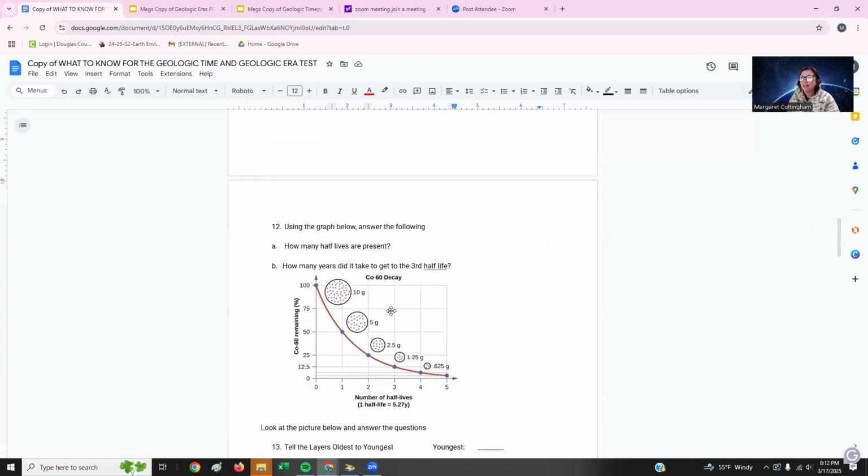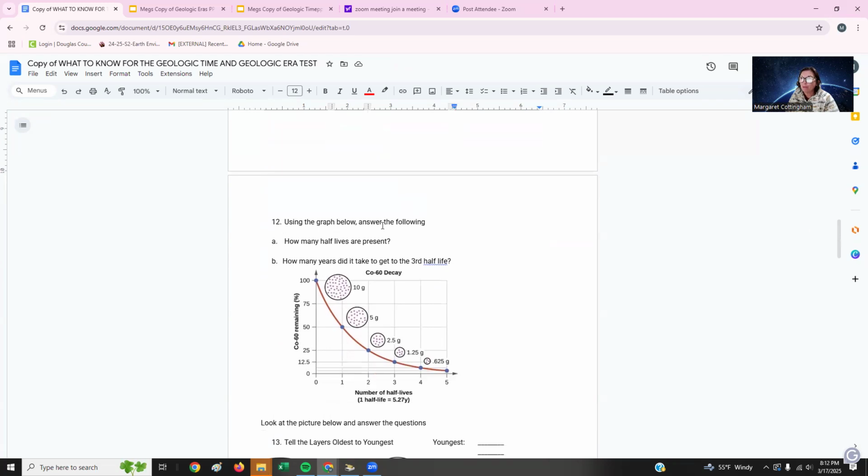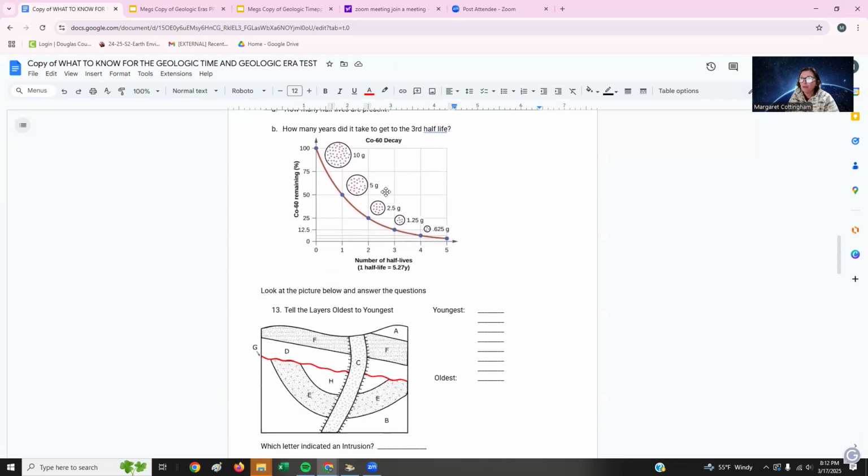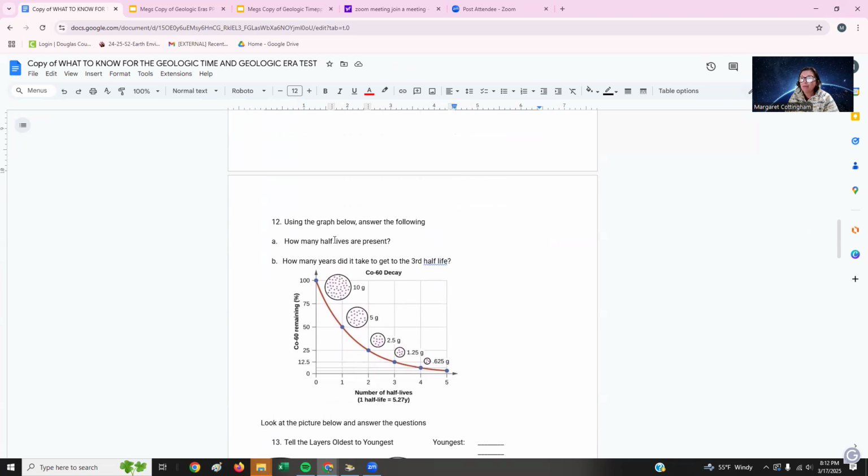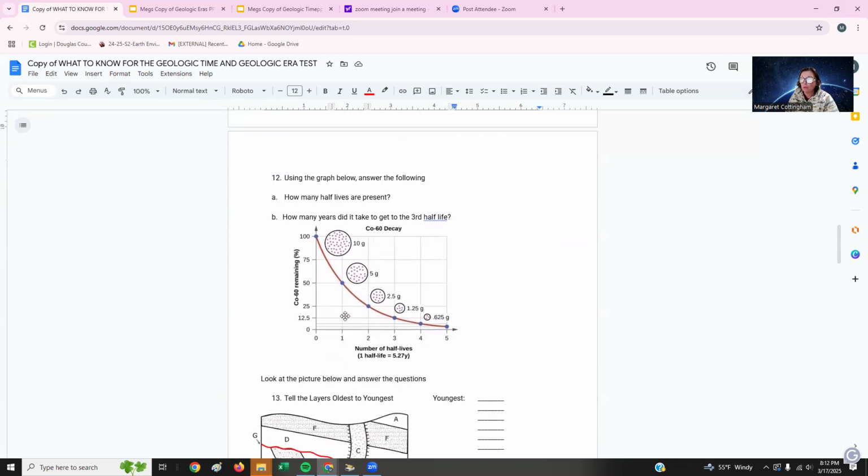Okay, excellent. Using the graph below, answer the following. How many half-lives are present? Well, 0, 1, 2, 3, 4, 5. There are 5 half-lives present. How many years did it take to get to the third half-life? Well, here's my third half-life, and each half-life is 5.27 years.